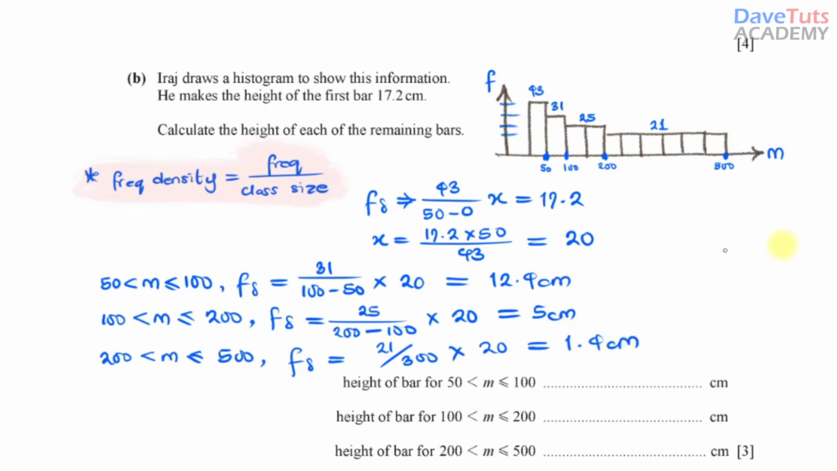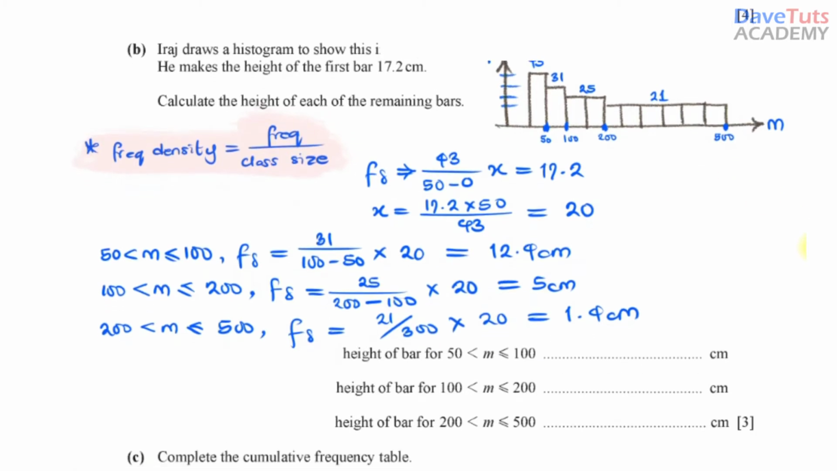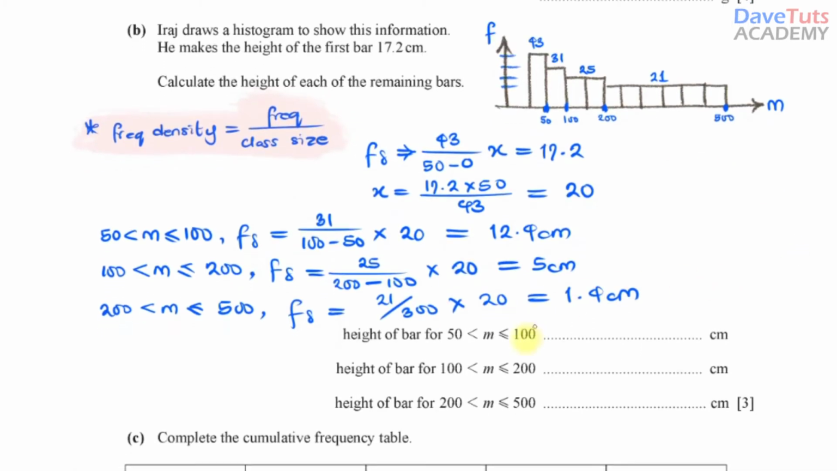So students, I hope you are able to pick a very good understanding of this. With what we have been given, we have enough data to now say that the height of the bar for 50 to 100 is obtained as 12.4 centimeters. For 100 to 200, that is obtained as 5 centimeters. And for 200 to 500, that is obtained as 1.4 centimeters. I took my time to actually get this pictorial view so that you will understand it, and I hope it is clarified in this case now.